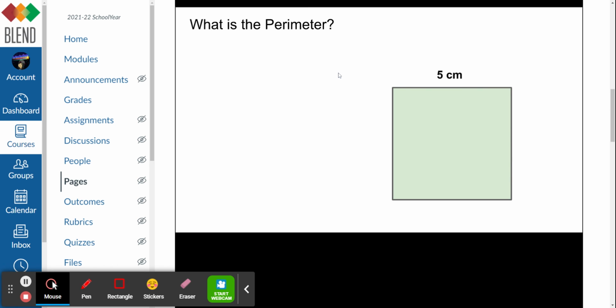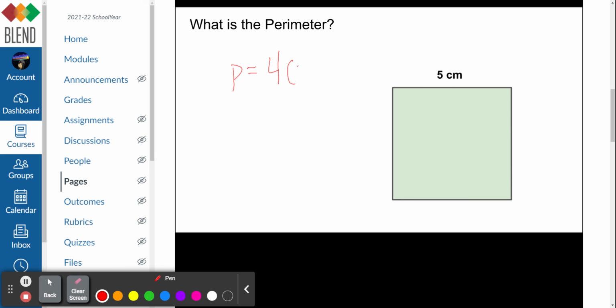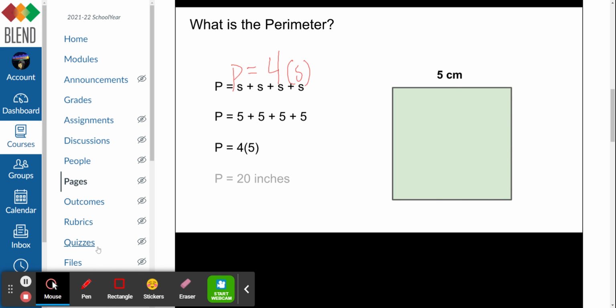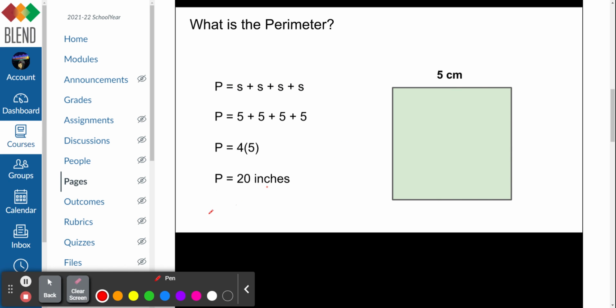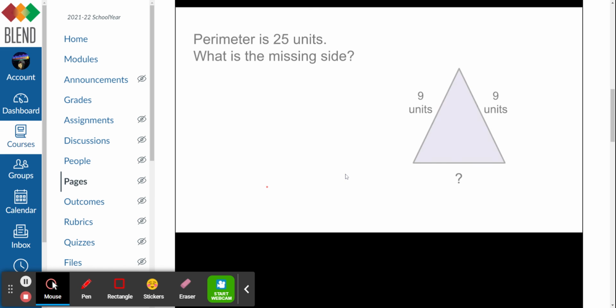All right. So, you will get the formula on your STAR guide that says perimeter equals 4s. So 4 times the side lengths. And that is how you find the perimeter of a square. So come back and we'll take a look at this one.